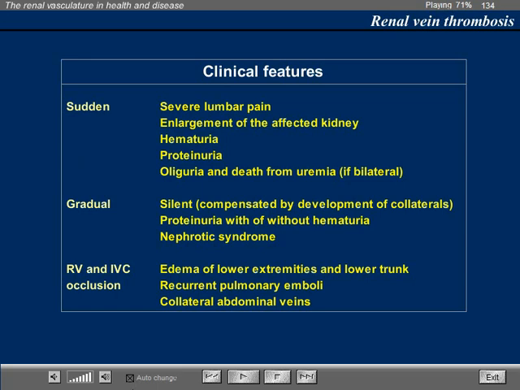When the inferior vena cava is occluded as well as the renal veins, the patient may have edema of the lower extremities or lower part of the trunk, and these individuals are predisposed to pulmonary emboli. And one may see distended superficial collateral veins from the umbilicus all the way down to the pelvis.